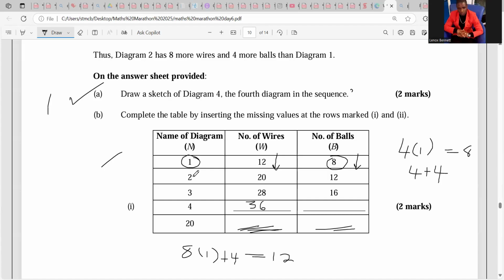4 twos are 8, plus 4, 12. When n is 3, 4 threes are 12, plus 4, 16. 4 times 4 is 16, plus the 4, 20. So it's consistent. Now let's see if it's 20 here.